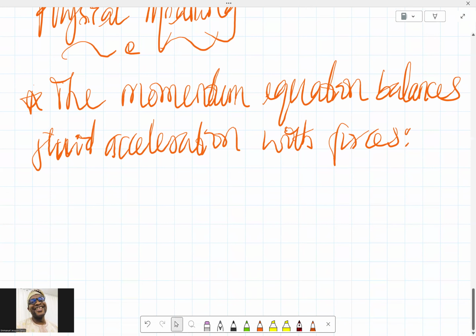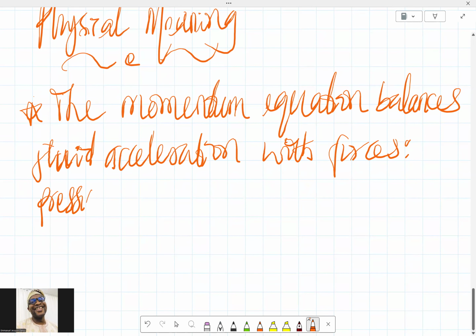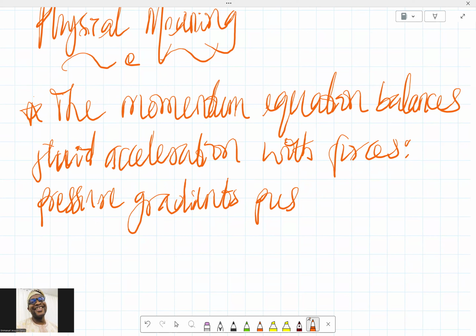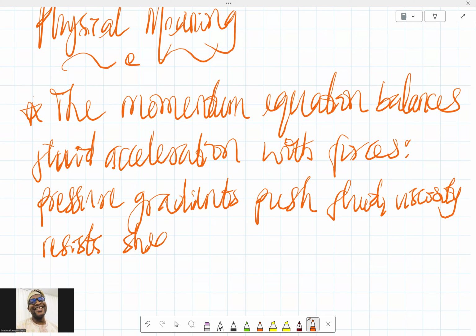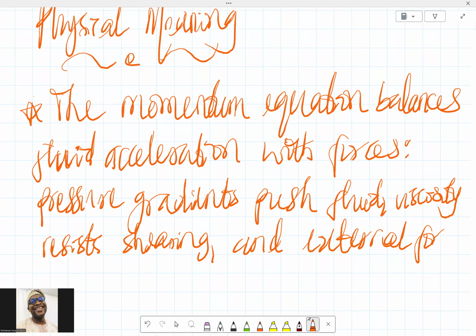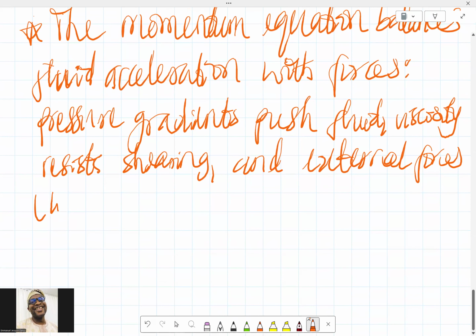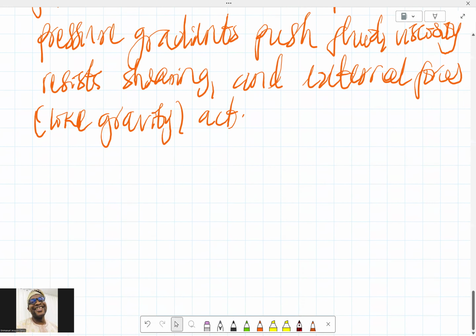Forces like, so you have pressure gradients. The pressure gradients push fluid, that then viscosity resists shearing. Viscosity resists shearing. And external forces like gravity, like we said, like gravity actually do their thing, they act too.